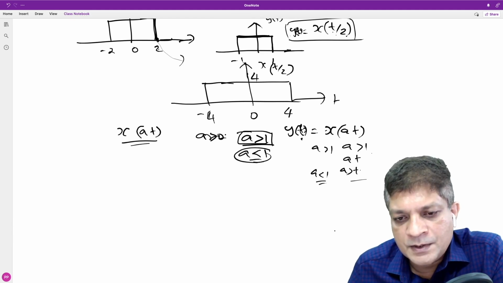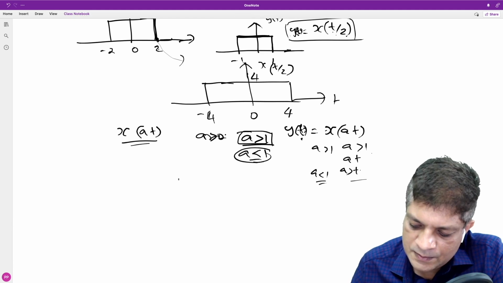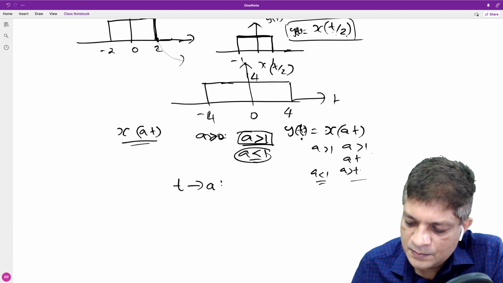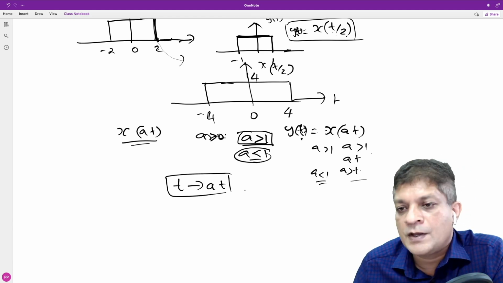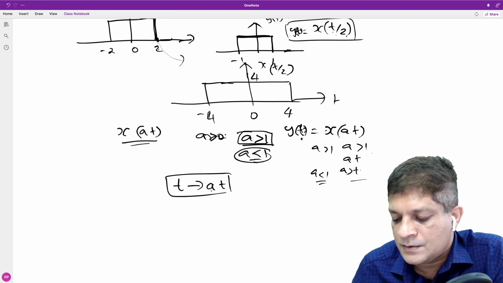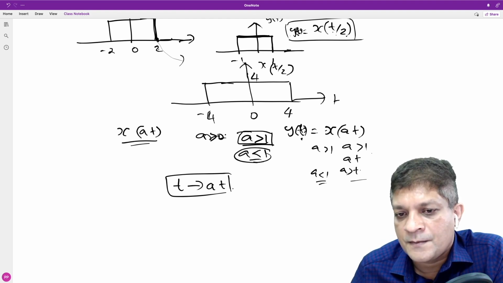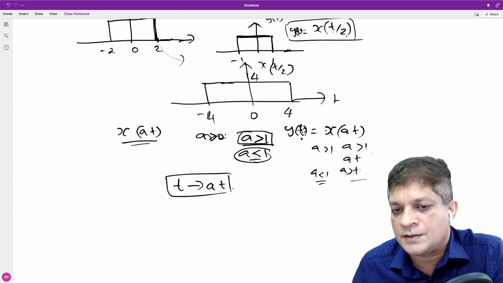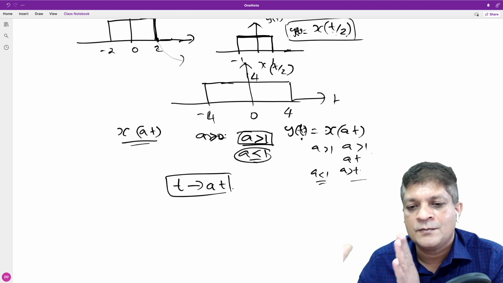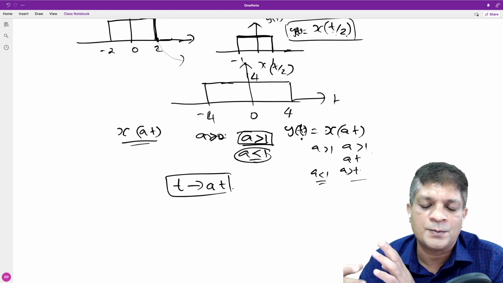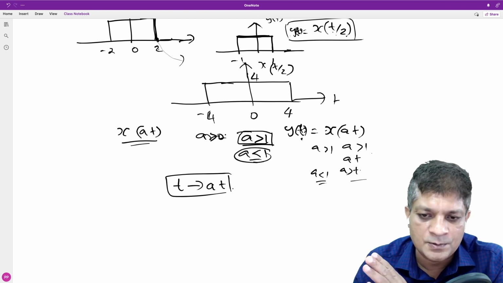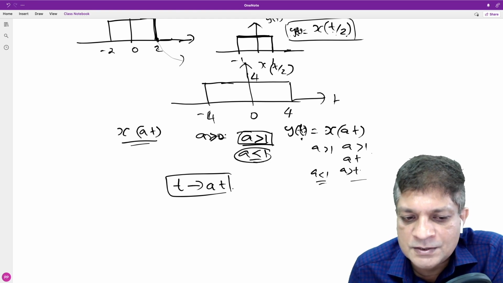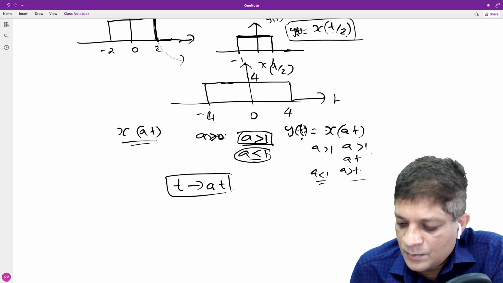Now, is it an invertible operation? Here the operation is t to 2t. We are replacing the independent variable t with a times t. Now, this is an invertible operation, isn't it? If you compress the signal, we can expand it by the same amount, and we can get back the original signal. So it is an invertible operation.